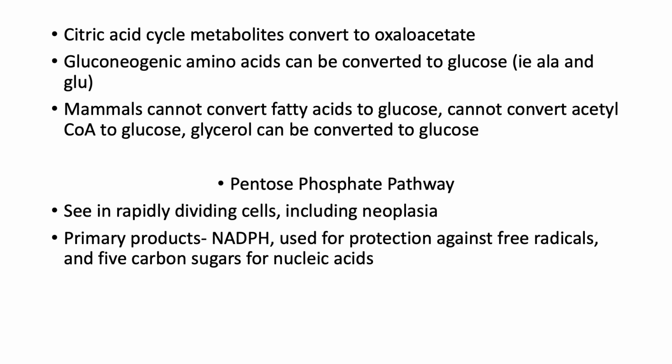Today we'll be beginning with talks about regulation of these glucose and gluconeogenic pathways. We'll begin with discussion of the pentose phosphate pathway that you will see in rapidly dividing cells, including those with neoplastic transformation. Primary products in these systems are NADPH, which is used for protection against free radicals, and 5 carbon sugars for nucleic acid. So these are the means by which we generate the ribose moiety for nucleic acid production.